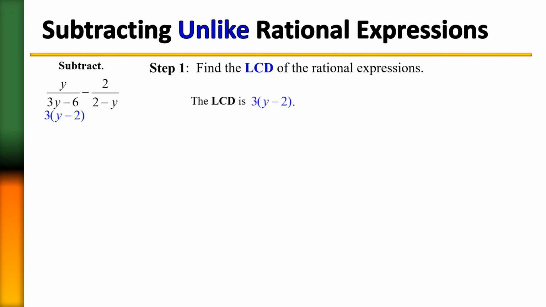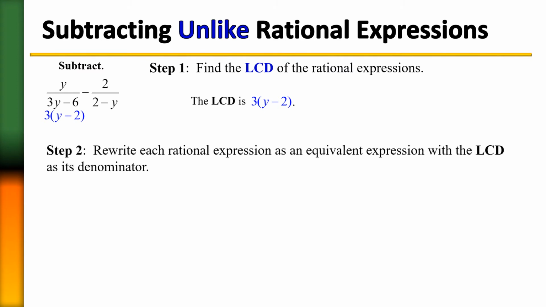If that's my LCD, then I look at the second expression, and since it's in reverse form, we've got to do the -1 thing to it. But in addition to the -1 of reversing that so that we can get y minus 2, what else are we missing? That's correct. We're also missing that 3. So 3 times -1 is -3. In essence, what you'll be multiplying that second expression with is a -3.